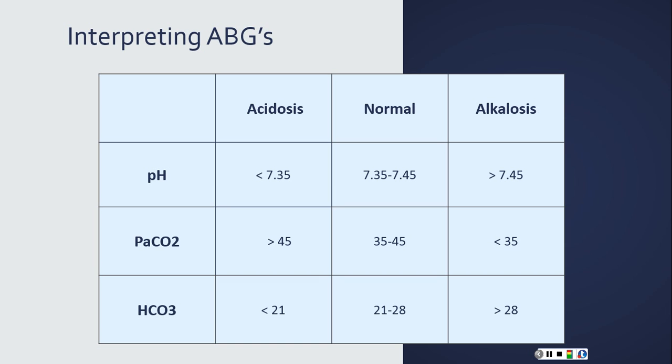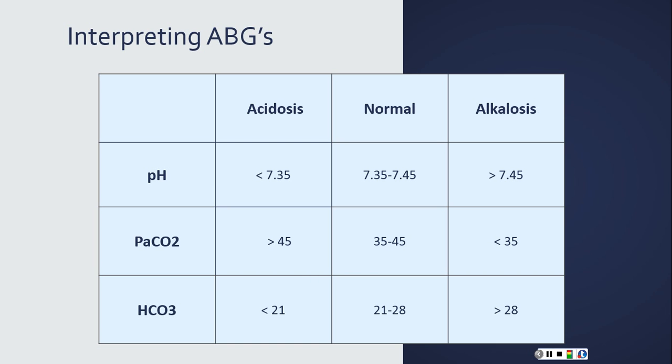Now, what do we still have? What is the pH? Is it still normal, acidic, or alkalinic? It's still alkalinic. Okay. Now let's look at the CO2. Is it acidic, normal, or alkalinic? It's acidic. Okay. Now let's look at the bicarb. Is it acidic, normal, or alkalinic? It's still alkalinic. Okay. Which two line up? The pH and what? Bicarb. So we still have metabolic alkalosis.